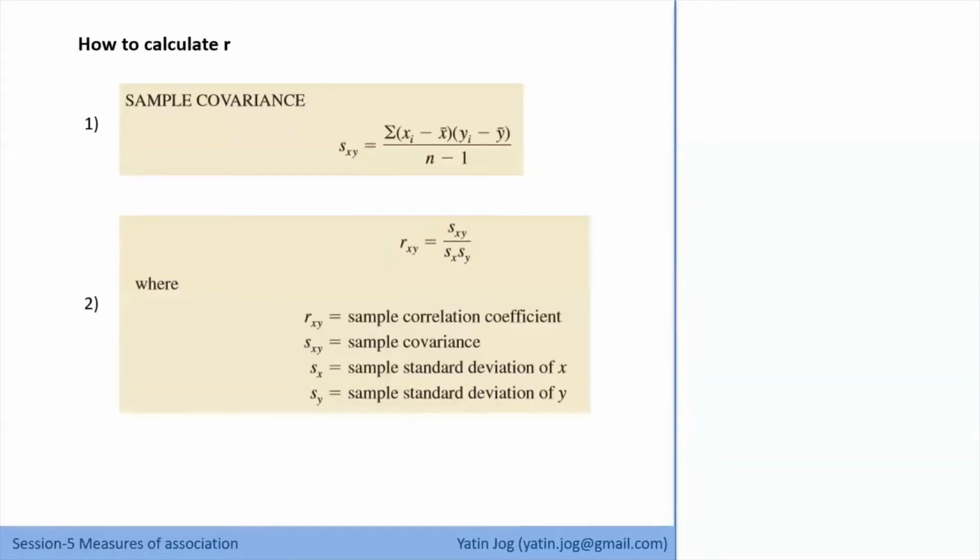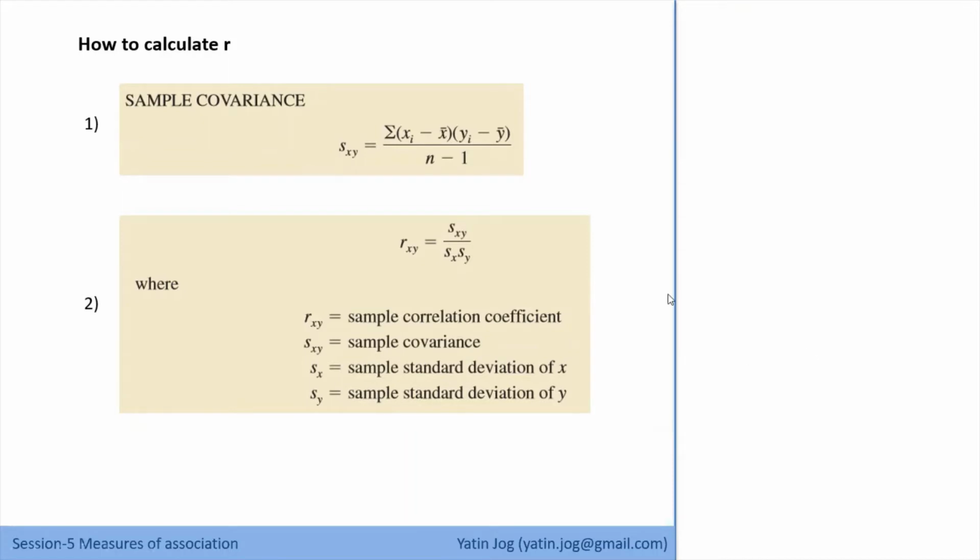Now, how to calculate R? So now we have discussed what is correlation, and why we need correlation, because we want to differentiate it from causation in itself, and then we want to predict the future values, or the values which we don't have with us. Now, how to calculate correlation, how to calculate R?